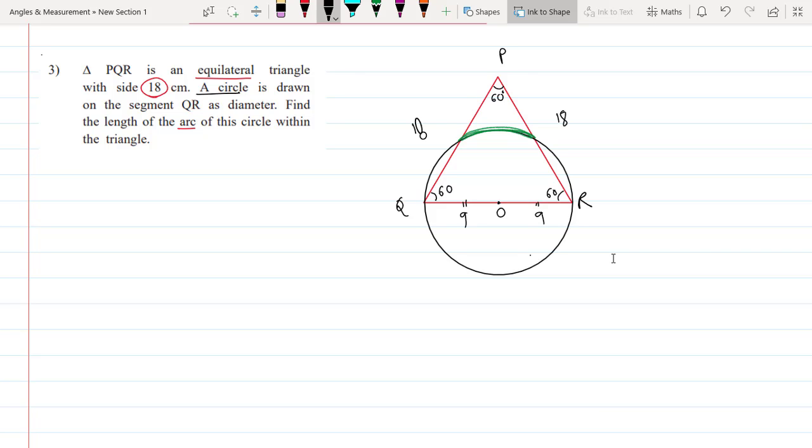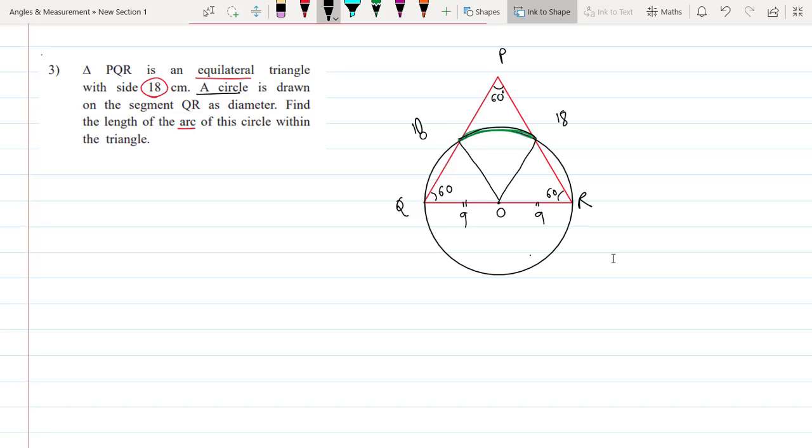Thanks. Okay, now if I construct the lines like this, I want to find out the sector's length.